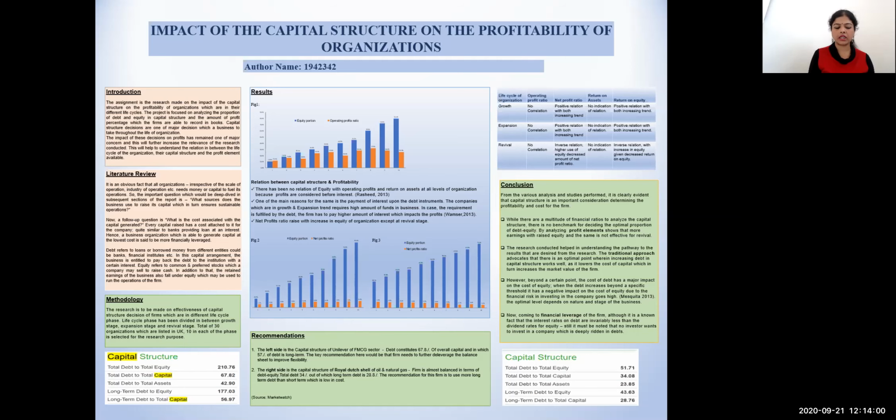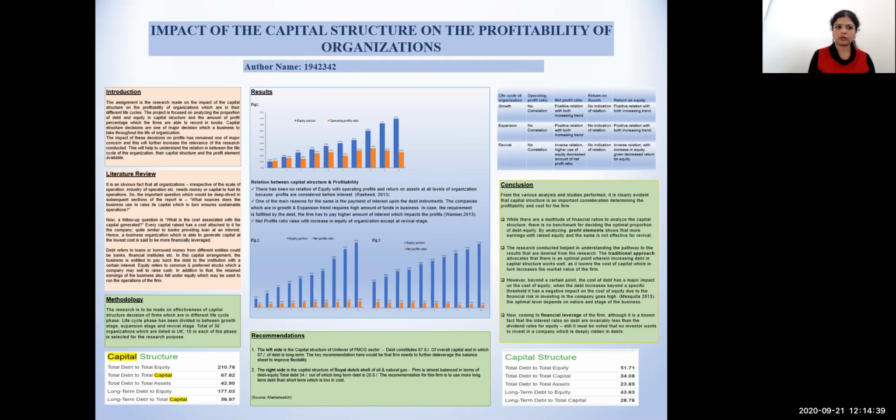This assignment has basically focused on analyzing the profit behavior of the capital structure in different forms at different life cycles of the organization. The project is focused on analyzing the debt and equity ratio portion in the capital structure. This will help us to understand the relation between the life cycle of the organization, their capital structure composition, and the profit element available.